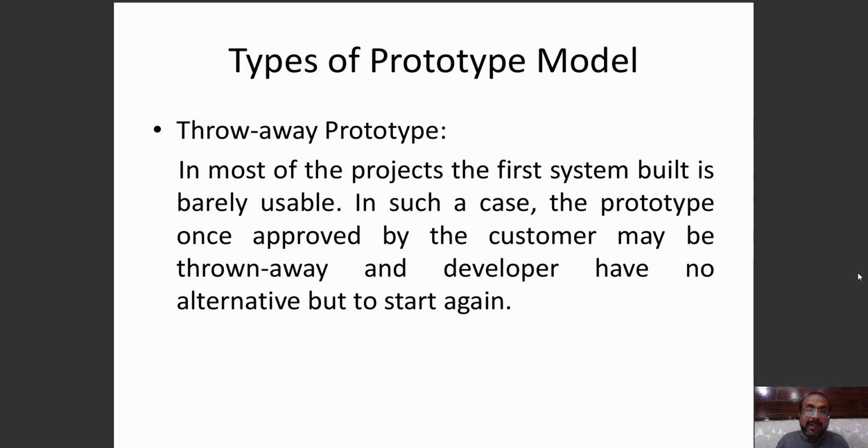The second type of prototype model is called throwaway prototype. In most of the projects, the first system built is barely usable. In such a case, the prototype, once approved by the customer, may be thrown away and the developer has no alternative but to start again. So sometimes it happens that you build a simple HTML website, but the actual website today doesn't deploy just HTML. It has advanced software development tools and technologies. So what you want from the basic HTML is for the customer to see the look and feel, because the customer doesn't know the in and out of the website.